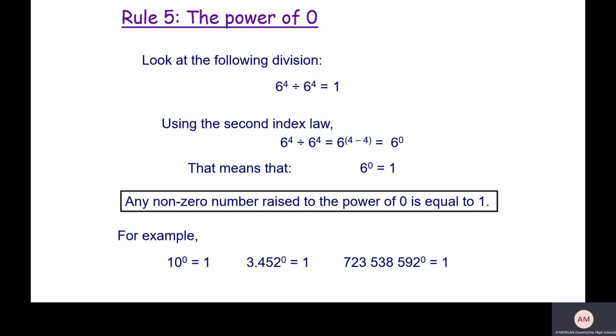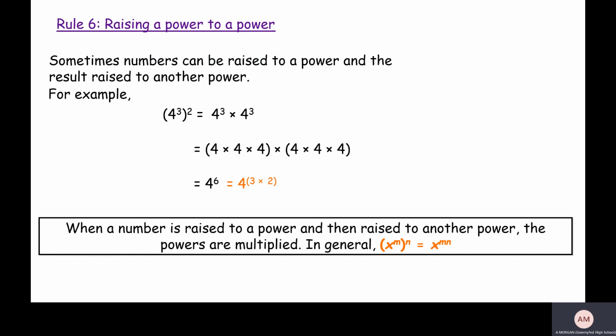Okay, one last rule we're going to look at: raising a power to a power. So let me show you what I mean. You might have 4 cubed all squared. Now squared means multiply by itself. So I could write that as 4 cubed times 4 cubed. And then I can use index law number 2 and add the powers, and I get 4 to the power 6.